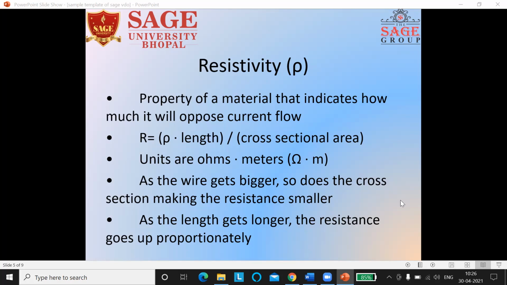As the wire gets bigger, so does the cross-section, making the resistance smaller. If the wire is thin, the cross-section is small and the resistance is larger. As the length gets longer, the resistance goes up proportionally. It is called resistivity, which depends on how the material will oppose current flow.